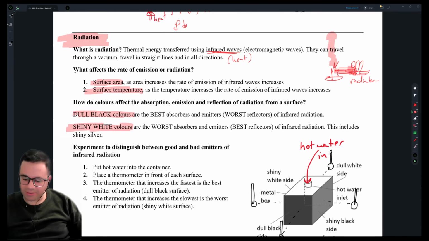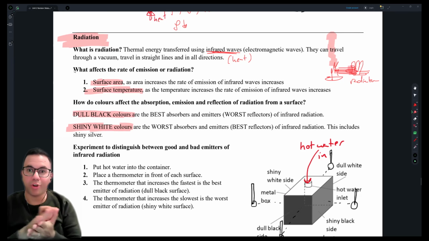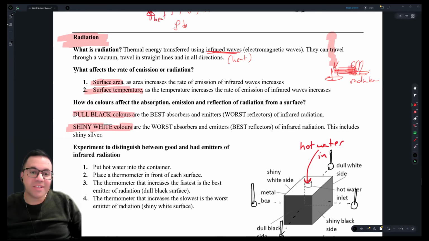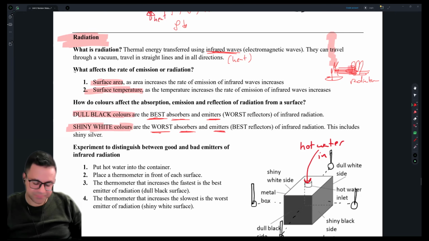Dull black, so think matte, not reflective, not shiny black, and shiny white, think silver, something that's polished and bright and reflective, reflects everything. We say that black is the best absorber and emitter of radiation. White is the worst absorber and emitter of radiation. Do you know what that means?